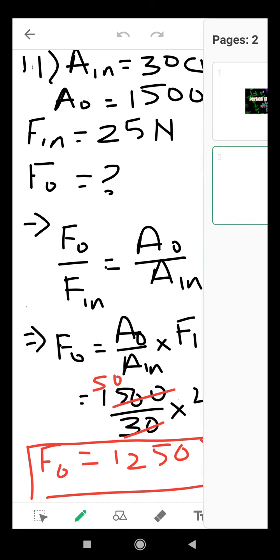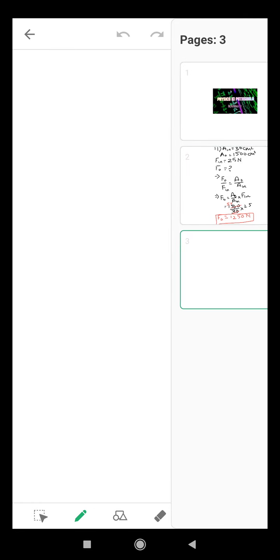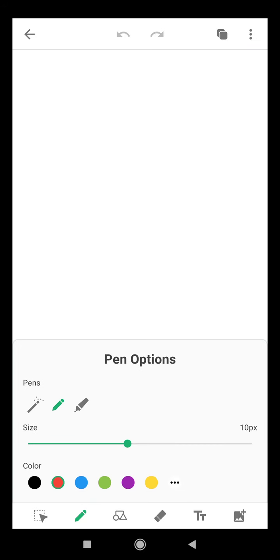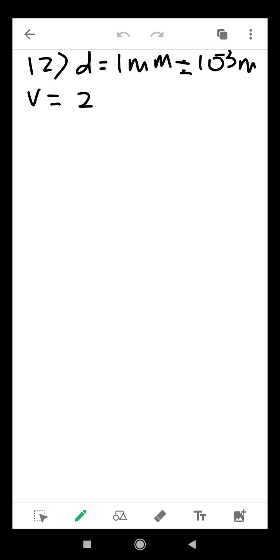Let us see the next question, that is question number 12. Question number 12 says, calculate the viscous force acting on a raindrop of diameter 1 mm, means 10 to the power minus 3 meter. You have to find the viscous force on this raindrop falling with uniform velocity. The velocity is given, 2 meter per second, through air, and the coefficient of viscosity of air is given.